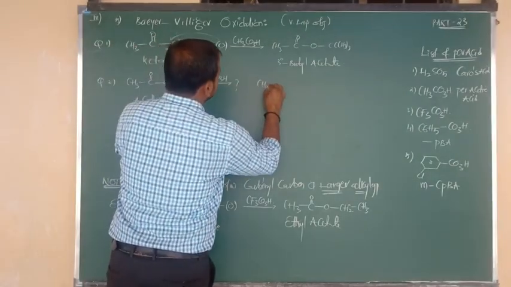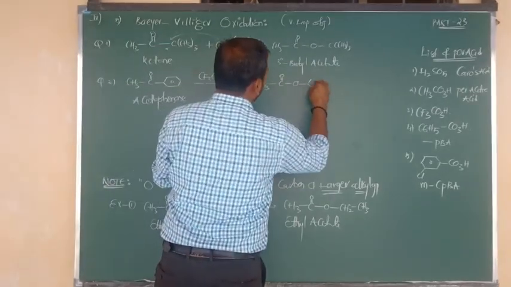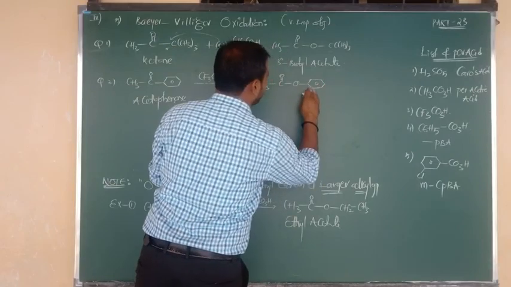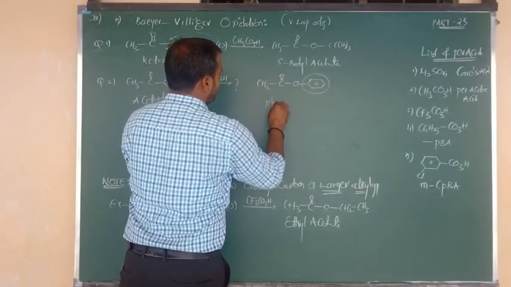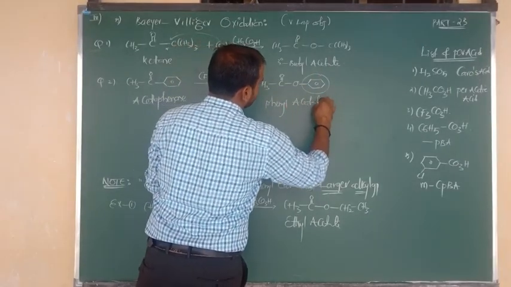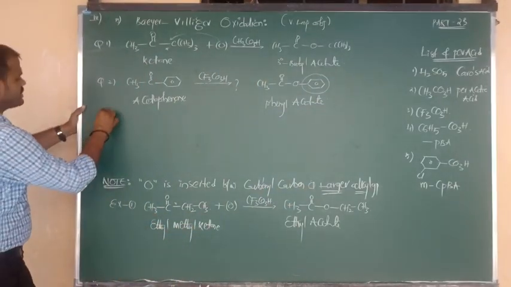So the answer is CH3 bonded to C double bond O, then O, after that C6H5, otherwise we can say benzene. So what is the name of this compound? This is the phenyl group. Yes, phenyl. The remaining is acetate, and also we can say the IUPAC name is ethanoate. Phenyl ethanoate. Okay, next question I am going to read.